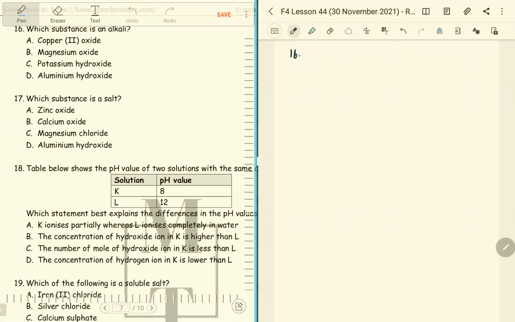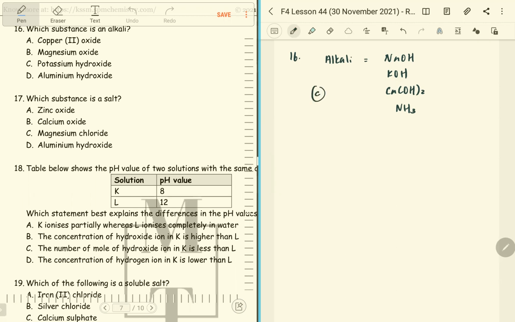Okay, let me discuss question 16. Which substance is an alkali? For this question, you have two ways to look at it and two ways to solve it. First, the first method is just to look at our list of alkali that we know for our syllabus. We only know of a few, which are NaOH, KOH, Ca(OH)2, or NH3 ammonia. So you can just look at the list here and pick the one that you see. So the answer is potassium hydroxide.